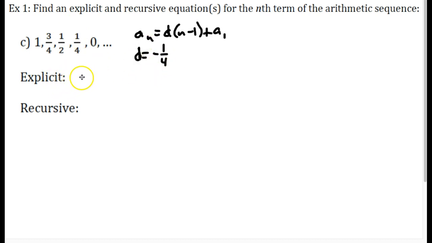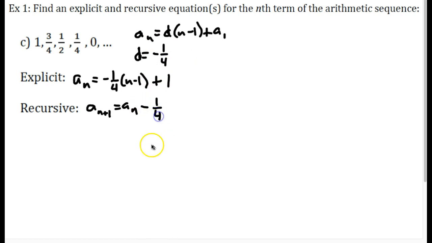So to write my explicit formula here, that's going to be a sub n equals my common difference times n minus 1 plus my first term, which is 1. Then the recursive formula we said was just a sub n plus 1 equals a sub n, and then plus the common difference. So in this case, that would be plus negative 1/4 or just minus 1/4. And what this means is to get the next term, take the previous term and subtract 1/4.